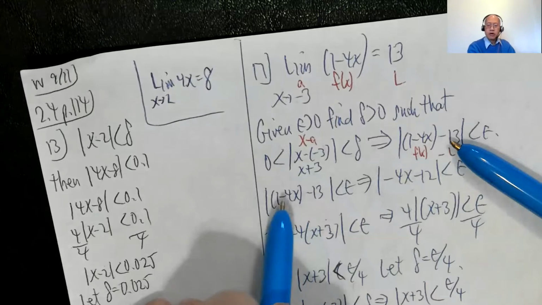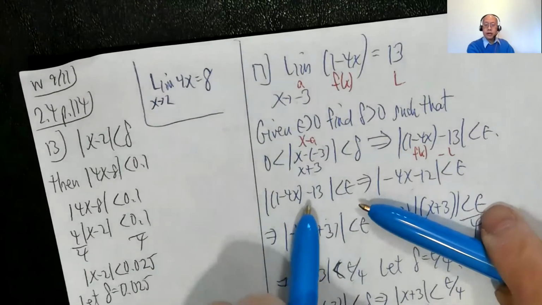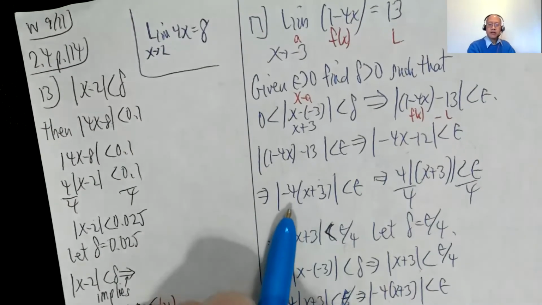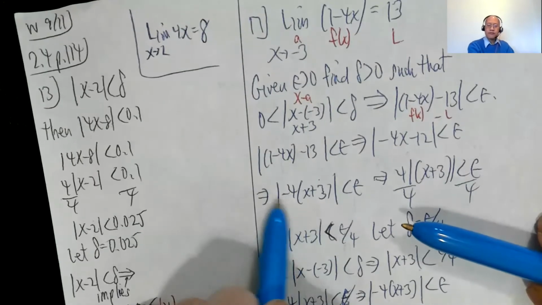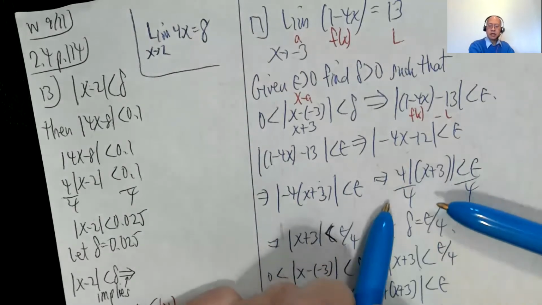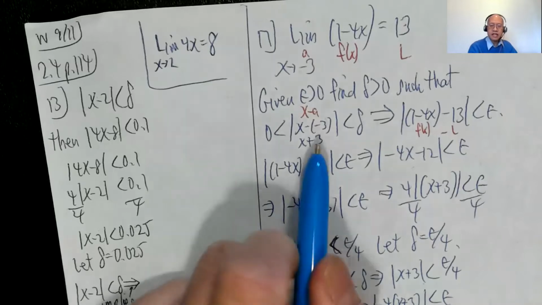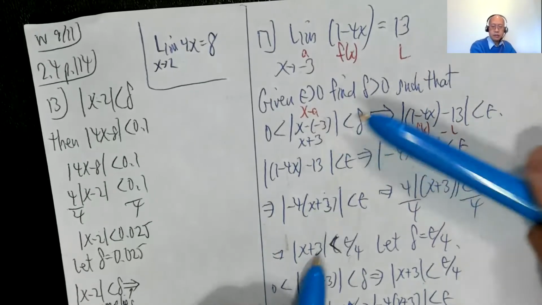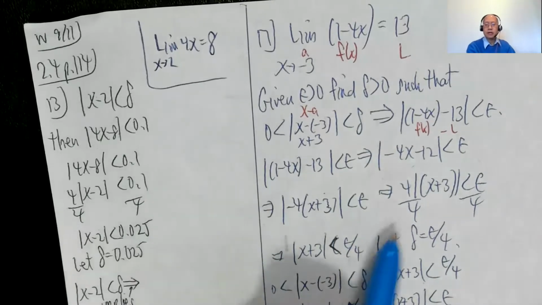I start with this: absolute value of 1 minus 4x minus 13 is less than epsilon. Try to force the left side to look like that. So that gives me negative 4x minus 12 inside the absolute value. I can factor out the negative 4: negative 4 parentheses x plus 3 is less than epsilon. Take out the negative 4, it becomes a positive 4: 4 times absolute value of x plus 3 is less than epsilon. Divide both sides by 4, and I have x plus 3, which is x minus negative 3, is less than epsilon over 4. Okay, so I got that to match that. So now I say delta equals epsilon over 4. Okay, this is all scratch work to show that delta is epsilon over 4.